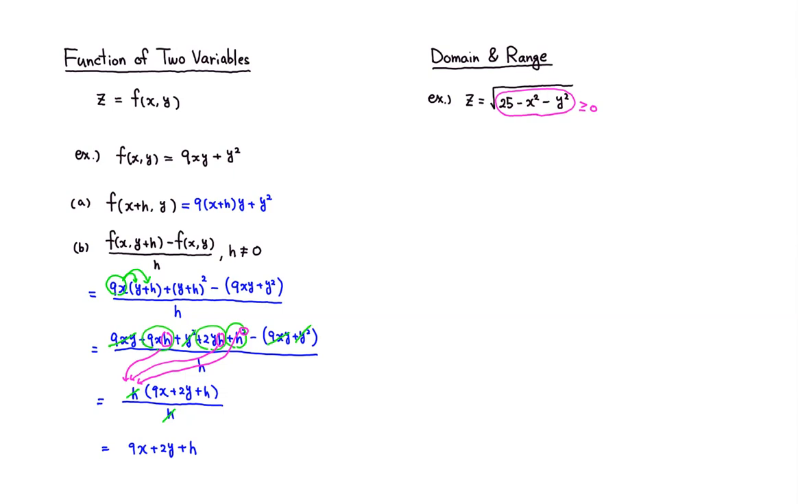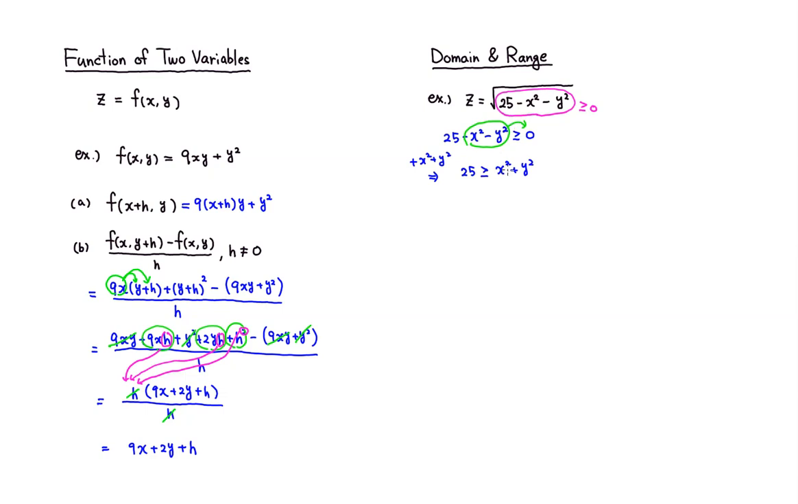So that's the restriction. We have to make sure that 25 minus x squared minus y squared is greater than or equal to 0. Then I'm going to move these two terms over to the other side by simply adding x squared and y squared. So you have 25 is greater than or equal to x squared plus y squared.